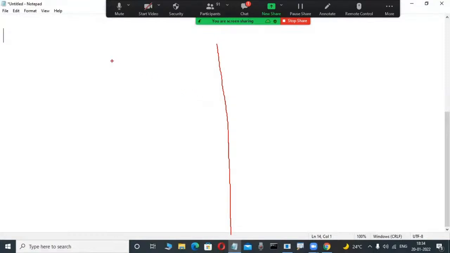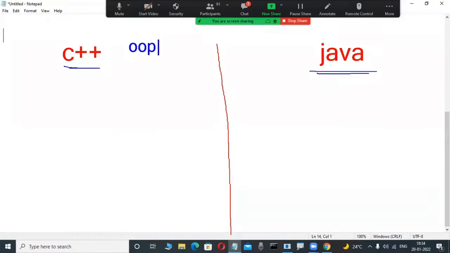Now check it out. Just observe for five minutes, that's enough. This is a demo, just observe what is going on. C++ is a language and Java is a language, for example for computer students. These are two popular object-oriented languages. In object-oriented languages, there are some OOPS concepts, some object-oriented features. Here also OOPS concepts are there, and here also OOPS concepts are there.